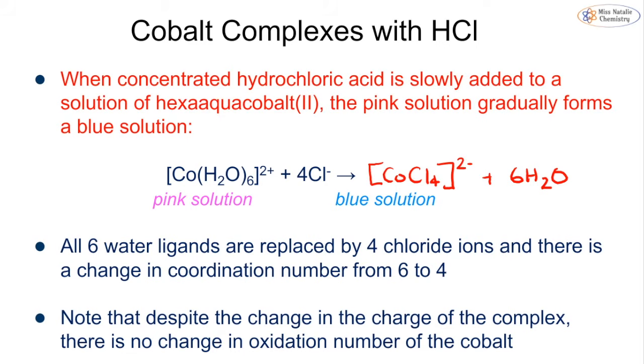And you can see that we have gone from a coordination number of 6 with the water to a coordination number of 4 with the chloride ions. And despite the change in the charge of the complex, there is no change in the oxidation number of the cobalt. Remember, the water ligands are neutral, so they will not have any charge to balance out the cobalt, whereas the chlorides are negative, so the 4 chlorides have a charge of 4-, which balances 2+ with the cobalt, leaving you an overall charge of 2-.